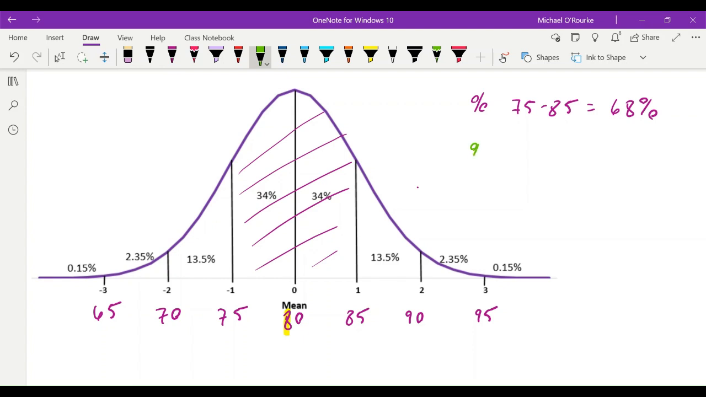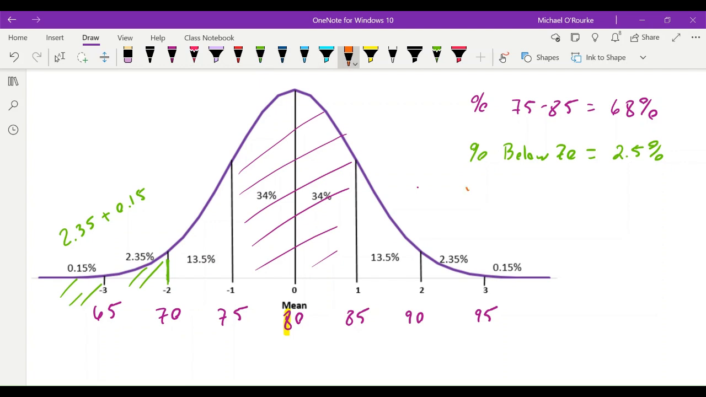Now, if I asked a question like, what percent got below 70, I would go to 70 here, and I go, what's below? So that would be 2.35 plus 0.15, which would be 2.5%, correct? Yes. So 2.5% of the population of the class got below 70% on the test. And you kind of play with these numbers here.